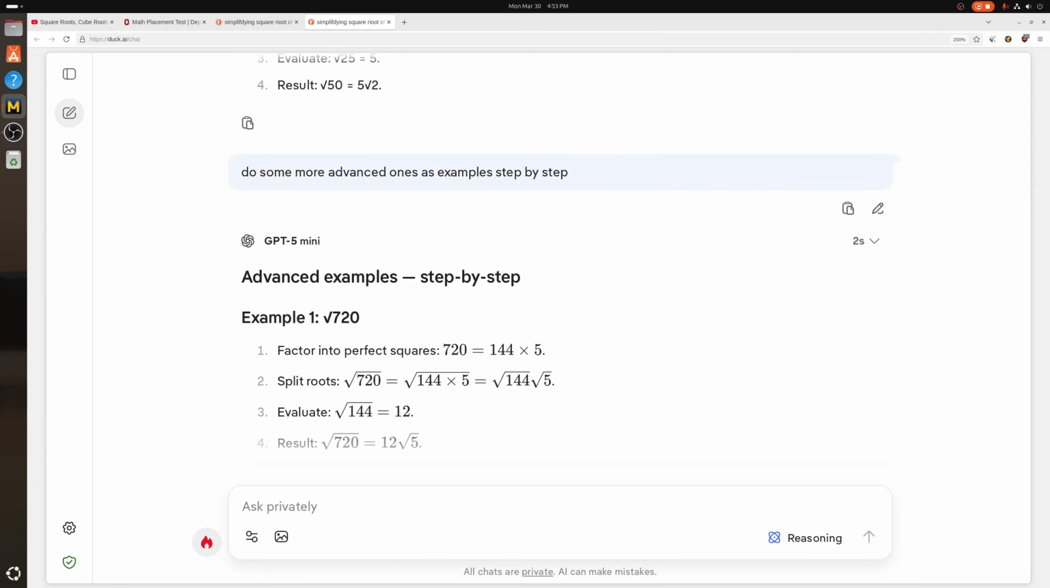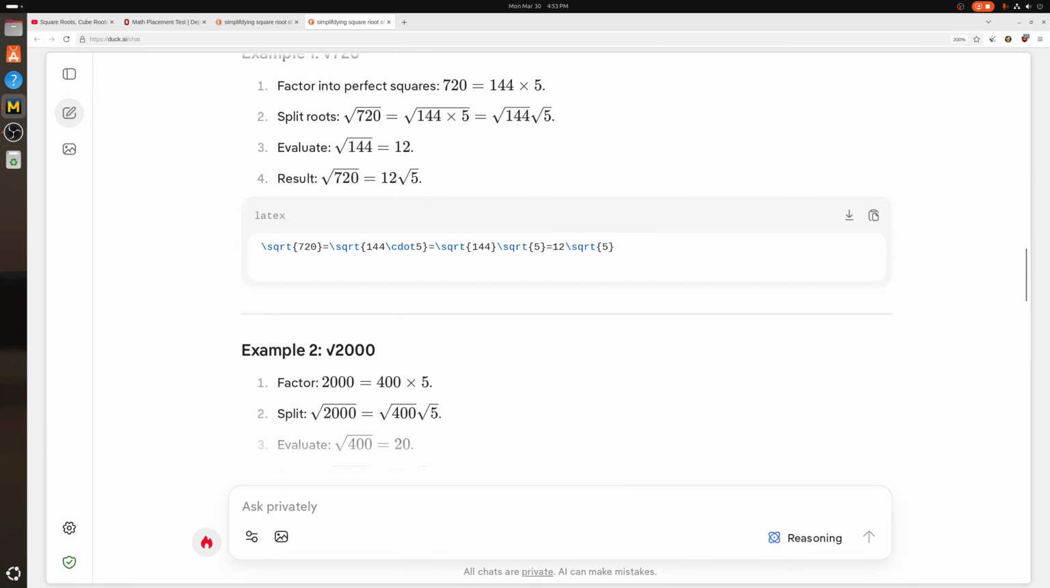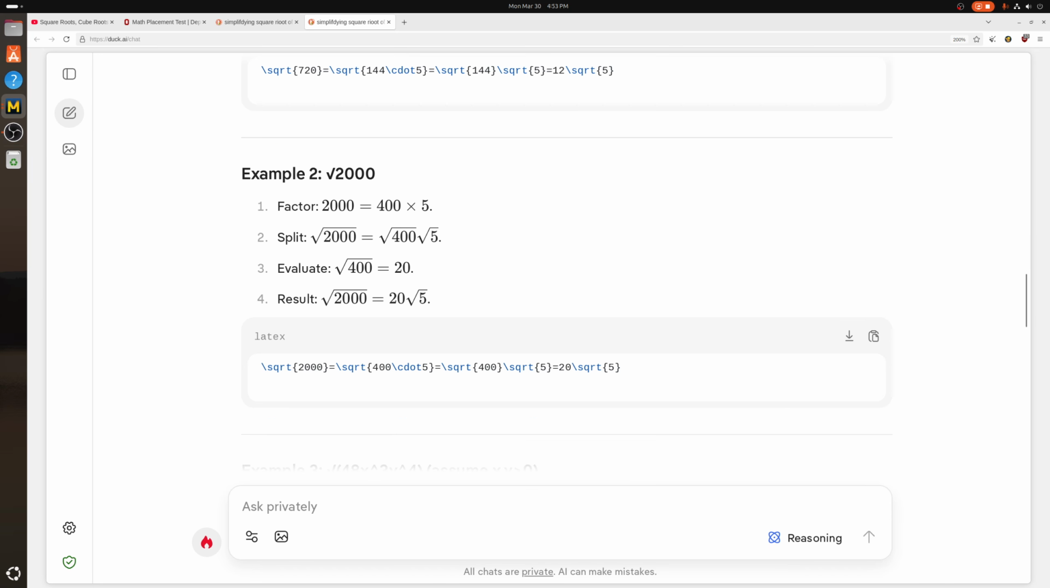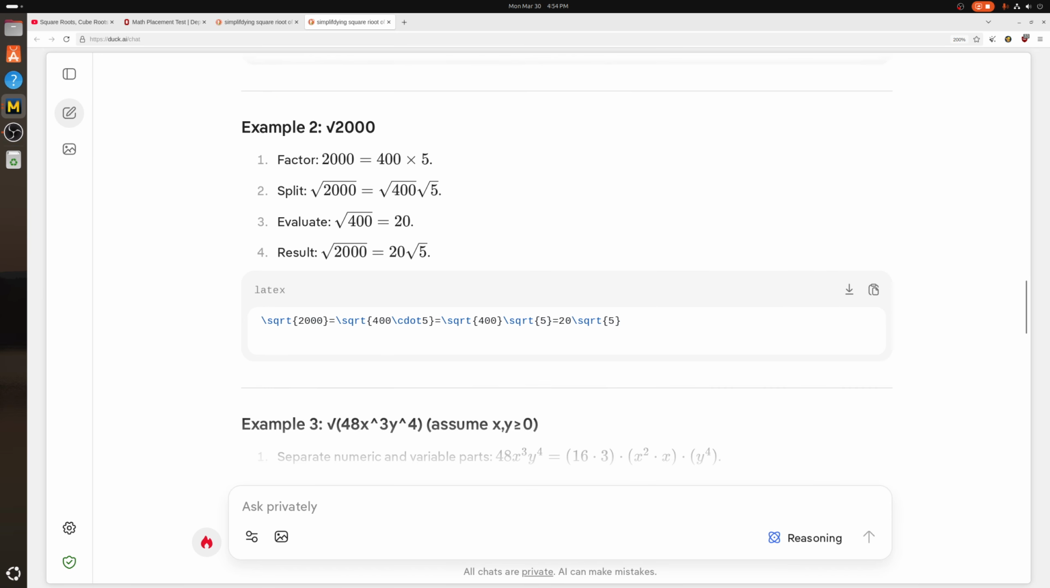405, okay. Well then, 405 it is. 400, square root 400, square root 5. Square root 400, that's like 2, no. 2 and, no. Fuck. Square root of 400 is 20, of course it is. Actually, I don't know why I didn't think of that. And then 20 root 5.